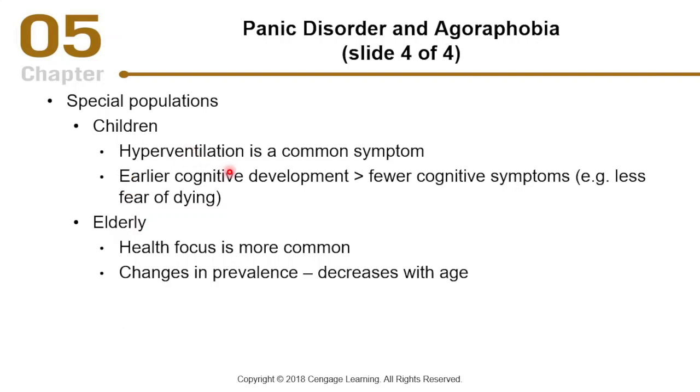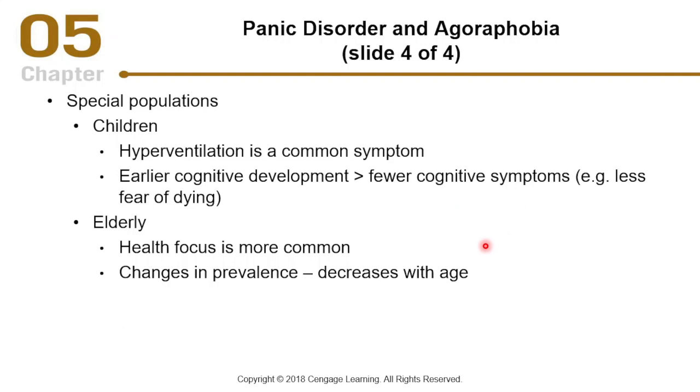So, with children, hyperventilation is a common symptom. Again, iba yung physical manifestation ng kanilang panic kesa sa mga adults. We can also see earlier cognitive development. Since they are in the earlier cognitive development, there are fewer cognitive symptoms. So, kaya it might be tricky to detect this with them kasi nga, nagde-develop pa rin ang kanilang cognition. So, hindi pa nila mafe-feel masyado yung parang feeling ko mamamatay na ako. Wala pa silang ganun kasi nga they are still in the age na nagde-develop pa yung brain nila. So, this type of symptoms are fewer or lesser ang manifestation sa kanila.